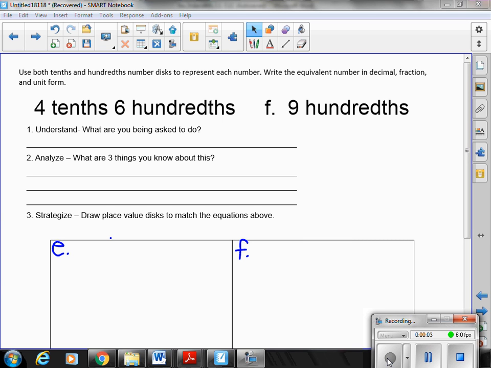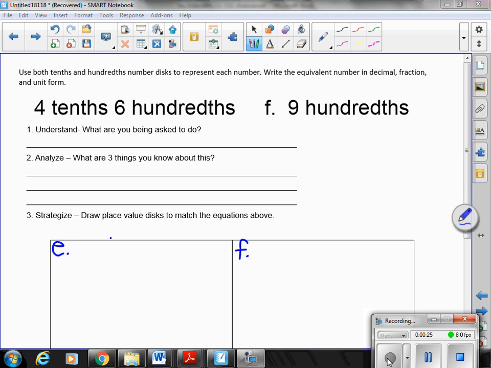Use both tenths and hundredths number discs to represent each number. Write the equivalent number in decimal, fraction, and unit form. Okay, I'm here to model the homework for you tonight. And so I've used two different numbers than what you have. So what are we being asked to do?